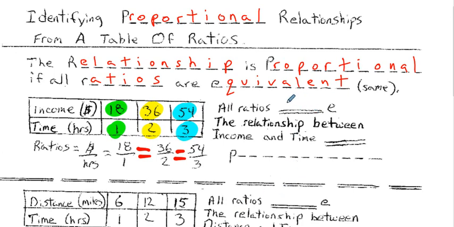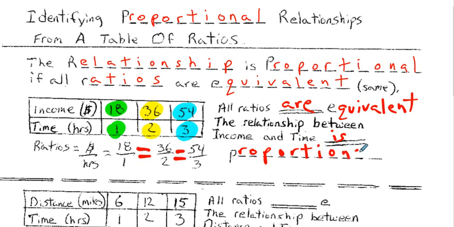So all those ratios are equivalent. So the relationship between income and time is proportional. If all the ratios are the same, they're equivalent, then the relationship is proportional.